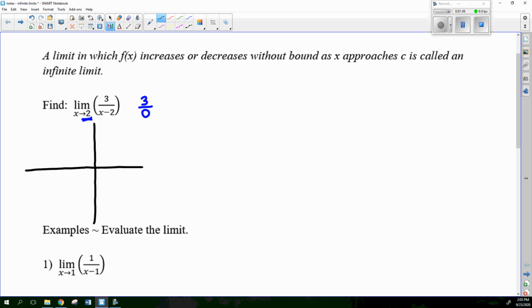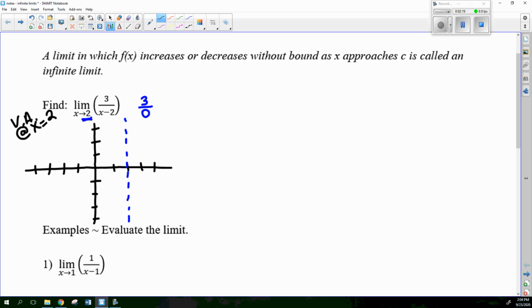So this is a rational function. That means it's got the two swooshes. We need to know where our vertical asymptote is, and that comes from the denominator. The denominator would equal 0 when x equals 2, so we're going to have a vertical asymptote at x equals 2. All right, so let me get that in.